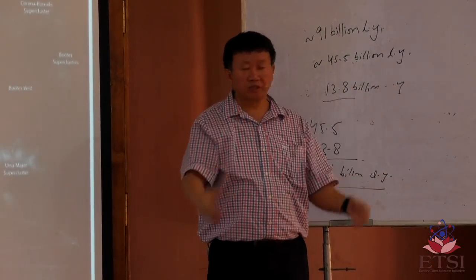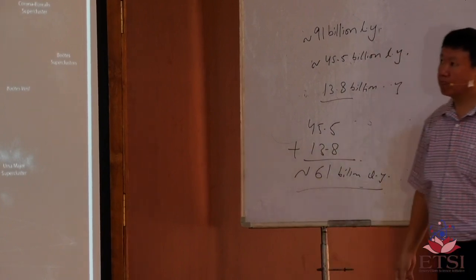So galaxies are groups of stars, right? And groups of galaxies are called clusters, and groups of clusters are called superclusters. So this is a map of superclusters.